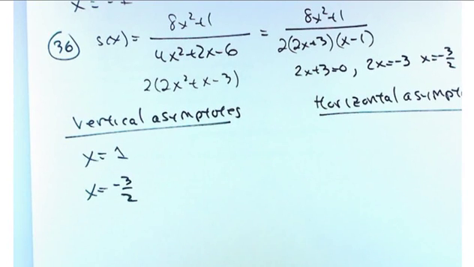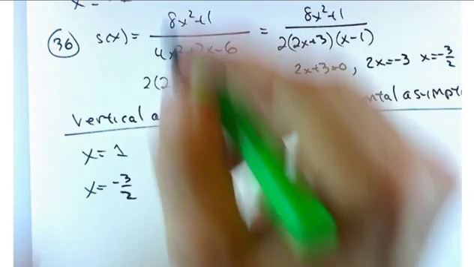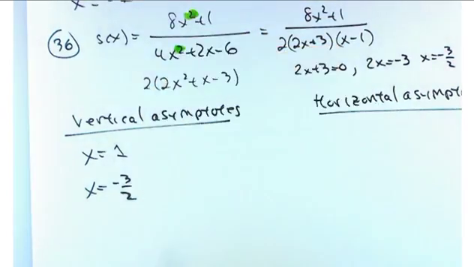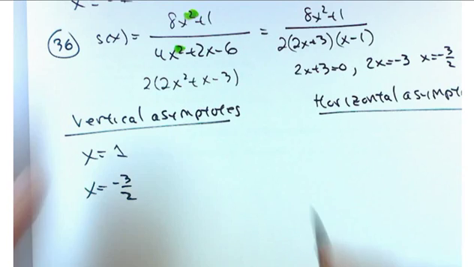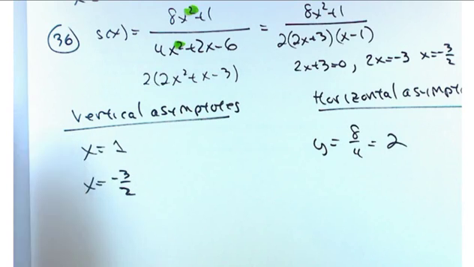How about your horizontal asymptote? What case are we dealing with from our horizontal asymptote list? Case B, where these two things are equal. So the degree of the numerator is 2, the degree of the denominator is 2. You're going to get y equals 8 over 4, which is 2. So that's your horizontal asymptote.